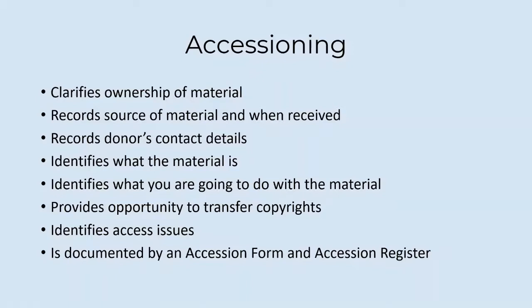the relationships between them. Accessioning clarifies ownership of material, records the source of the material and when it was received, records the donor's contact details, identifies what the material is and what you're going to do with it, provides the opportunity to transfer copyrights from the donor to the archive if they own the copyright, identifies broad access issues such as fragile condition, items which require equipment to read them, or the existence of personal data where sharing may cause substantial damage or distress. The process should be documented through an accession form and an accession register.